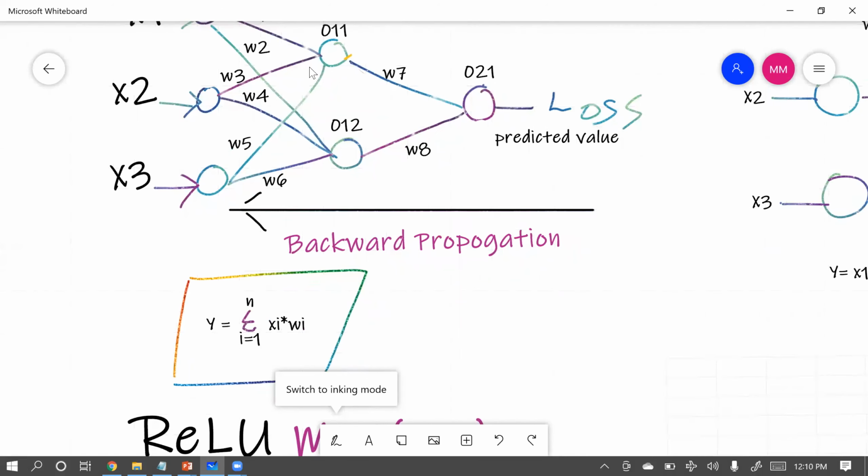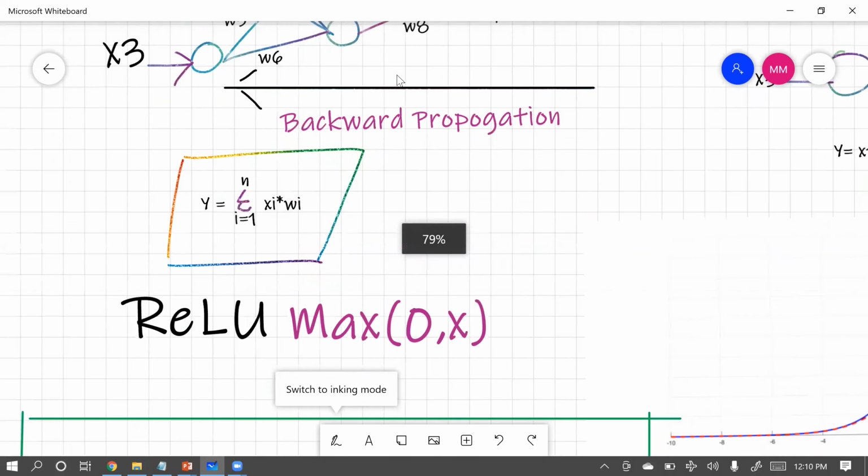Just consider we have O21 as the output layer, right? From O21 it will be going to O12 with respect to W8, and this weight will be updated. At the same time, O21 is also connected with W7 with respect to O11, so this weight will also be updated. So in that manner, by using this formula, we will be updating the weights.